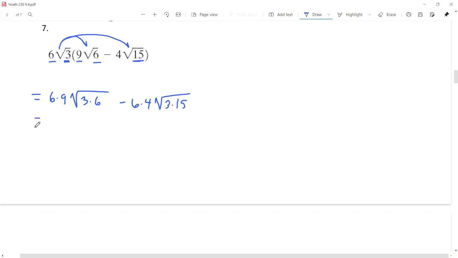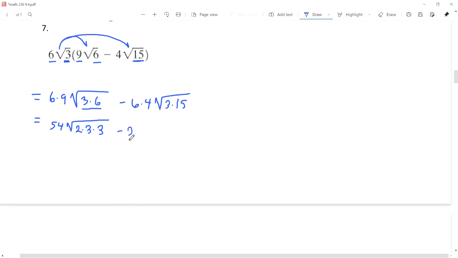Let's simplify this a little bit further. 6 times 9 is 54. And we'll do the prime factorization of the inside here. This breaks down into 2 times 3 for the 6. And then we'll be able to factor that soon. We will be able to take that square root soon.